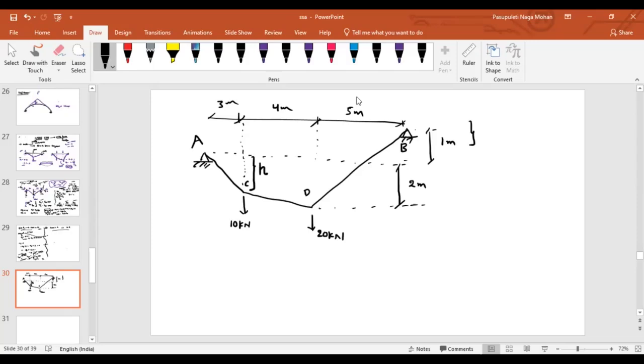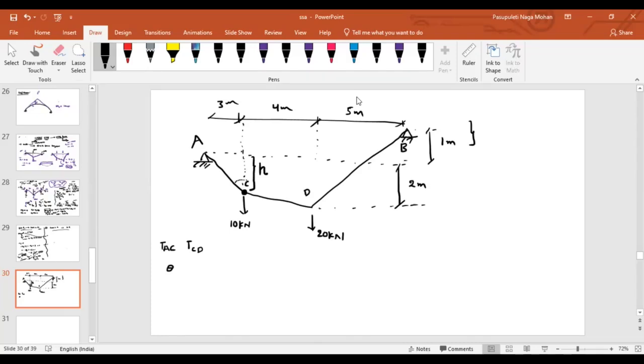If I take Lami's theorem at C, what are the unknowns? TAC is the unknown, TCD is the unknown. In addition, we need the slopes. Now from here to here we know 3, but do we know the value of H? If you don't know this value of H, then how can you find the slope here? No, we cannot. Then if we cannot, we cannot find it.